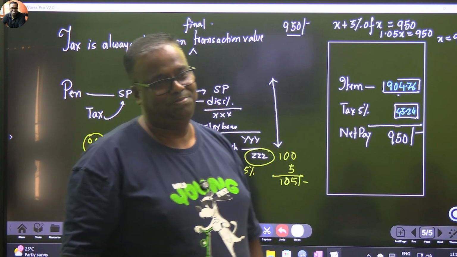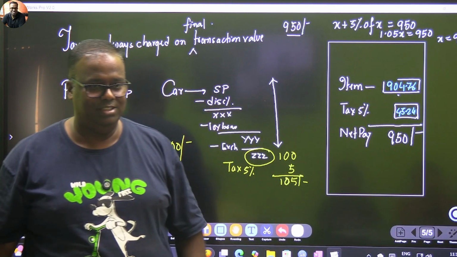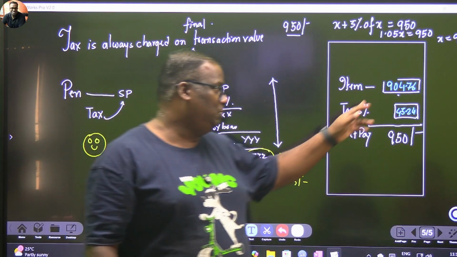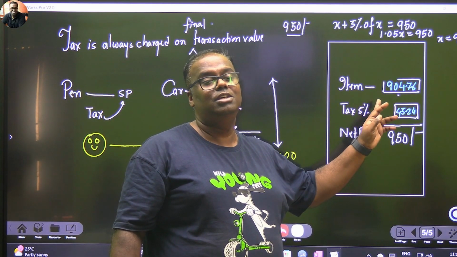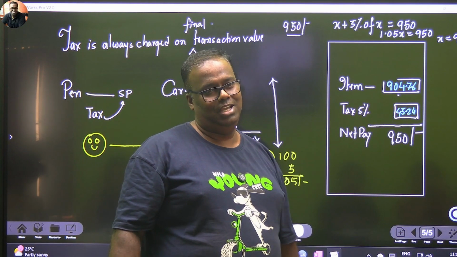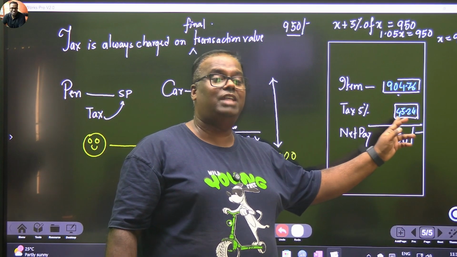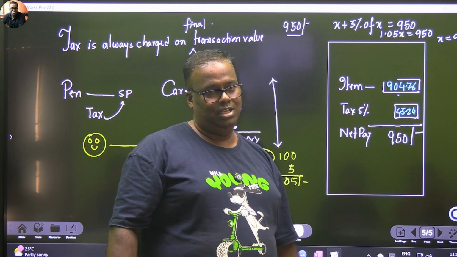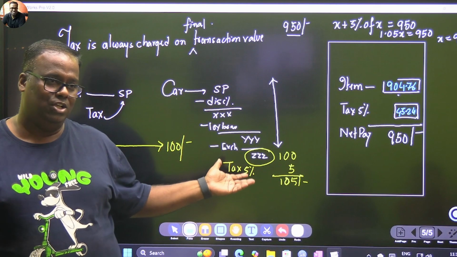220 or 210. And you buy it at 210, you are happy. But if you go and see the bill properly, the burger was only 200 rupees. And 10% is the tax charged on it. So the burger has become 210. Such questions you will get a lot.